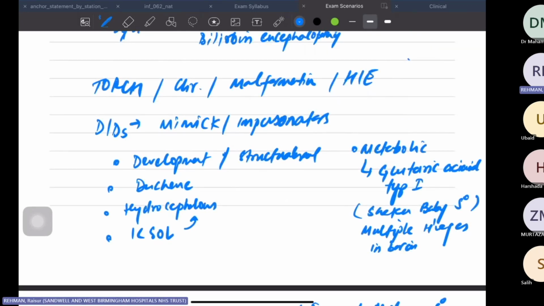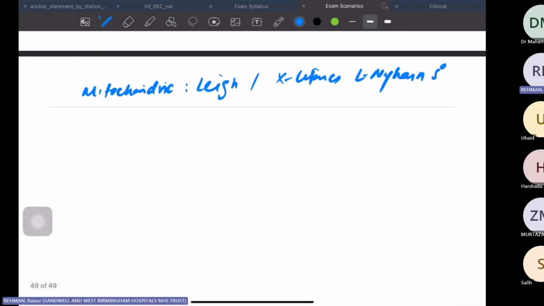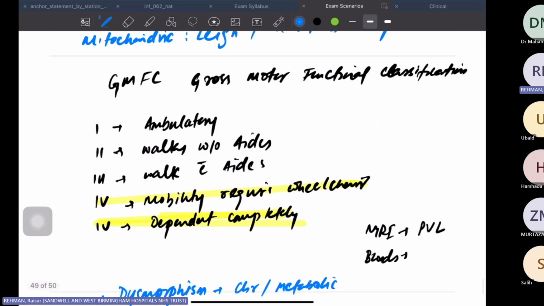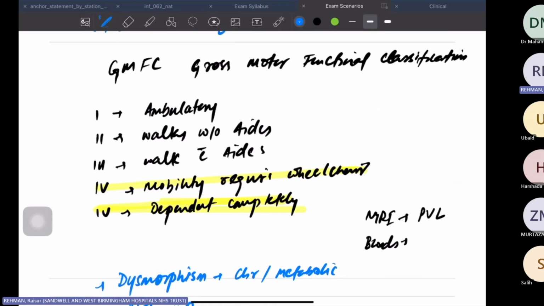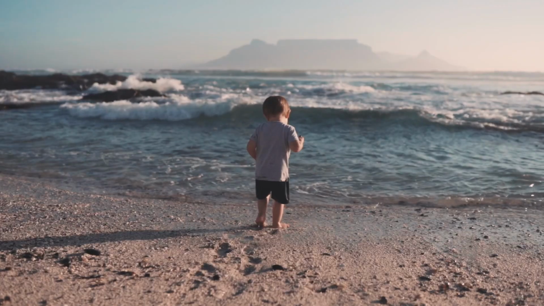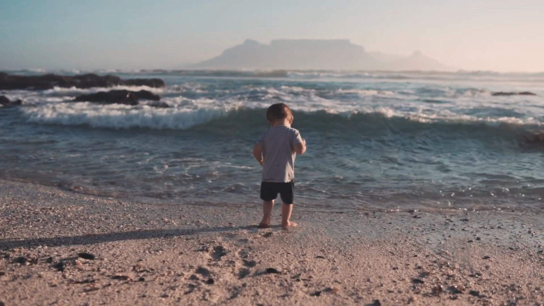You had glutaric acidemia type 1, and then you have something called the GLUT1 transporter defect. Now let's just touch upon the GMFCS classification, because this is a topic that you cannot get away with. You cannot appear for your MRCPCH exam without preparing for this topic.